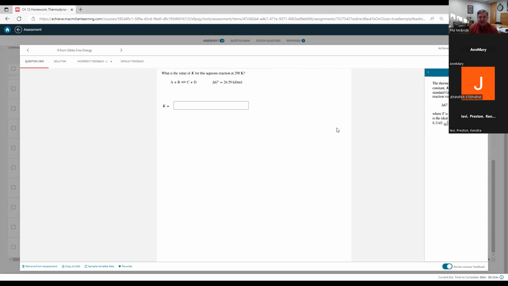What is the value of K for this aqueous reaction at 298 Kelvin? So we have A plus B goes to C plus D, delta G equals 26.59 kilojoules per mole. So Kai, is this spontaneous or non-spontaneous? Delta G is 26.59.